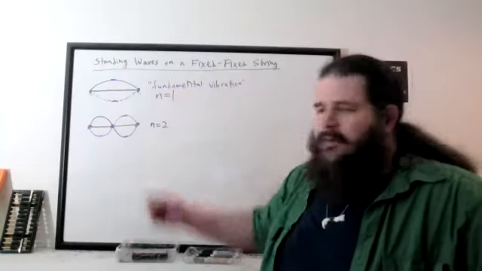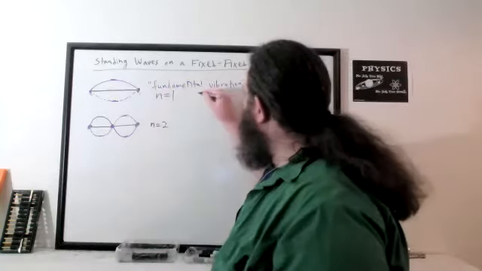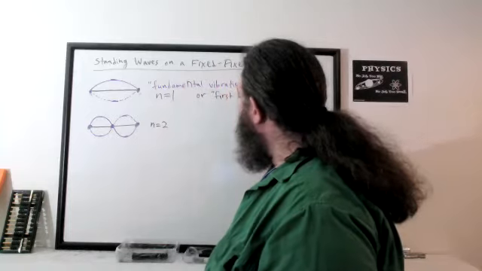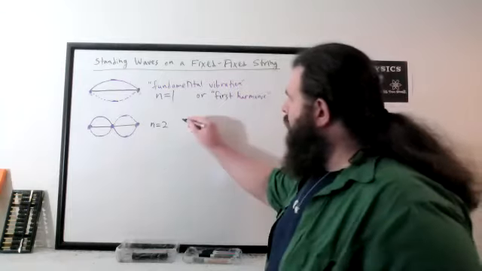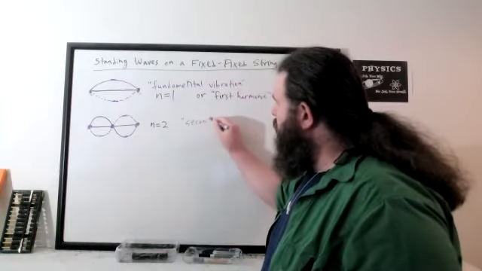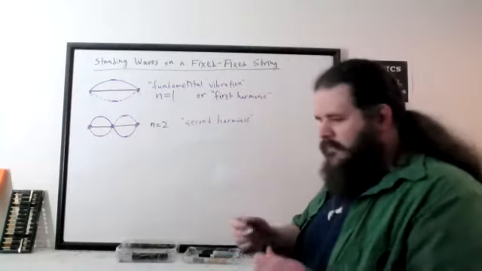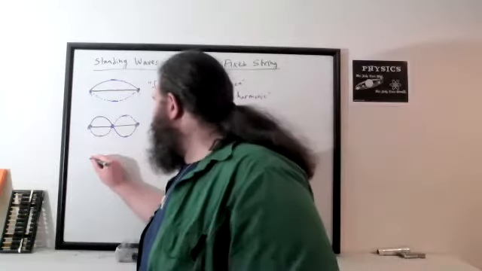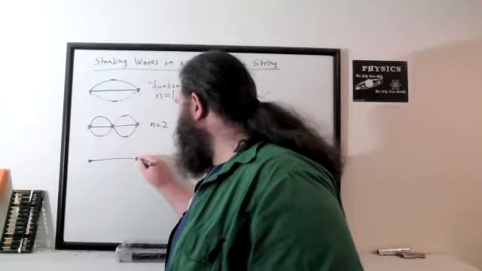These different standing waves that are possible are also called harmonics. So the fundamental vibration is also called the first harmonic. The n equals 2 case would be the second harmonic. And we could draw likewise an n equals 3 case. We draw out the exact same string, same length.